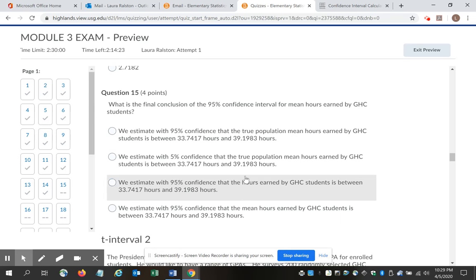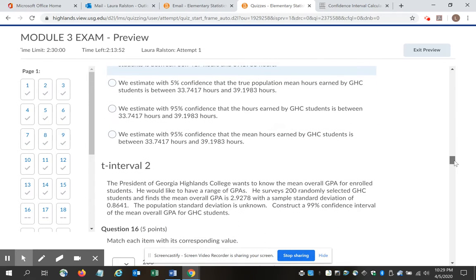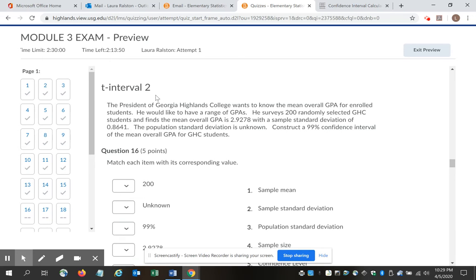Well, actually, looks like all the options have those numbers, so we've got to make sure we get it right. We need true population mean, so that narrows it down to the first 2. So let's see, we estimate with 95% confidence that the true population mean hours earned by GHC students is between 33.7417 hours. Okay, the second one says with 5% confidence. So it wasn't 5%, it was 95. Then we move on to the next grouping of questions.